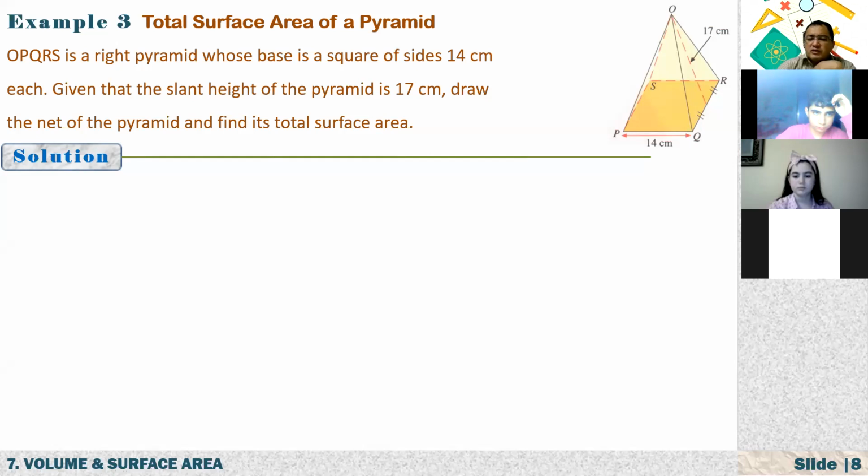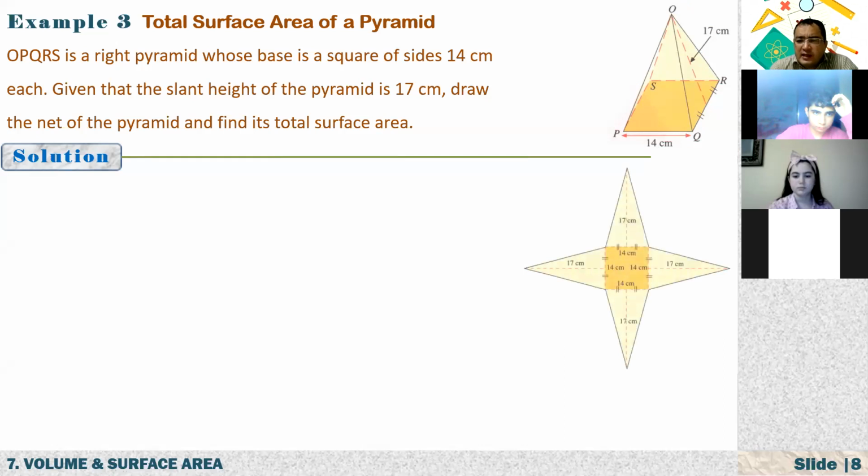That means I'm just going to cut through Q to O, and P to O, and from S to O, and from R to O. And after that, if you unfold this, you will get the net of this pyramid, right?